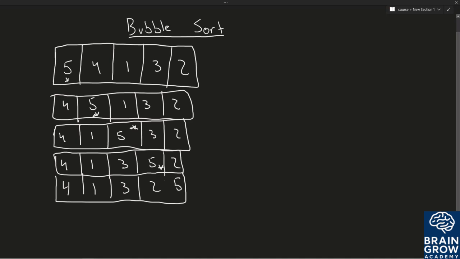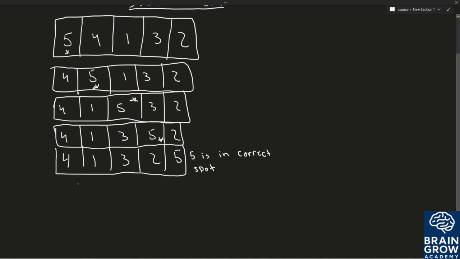So now we have completely iterated through the array, so now we know that index 5 is in the correct spot. So now we're going to go back and we're going to start over with 4.